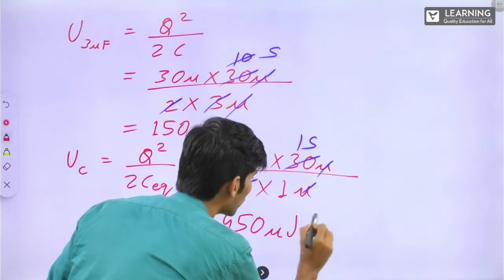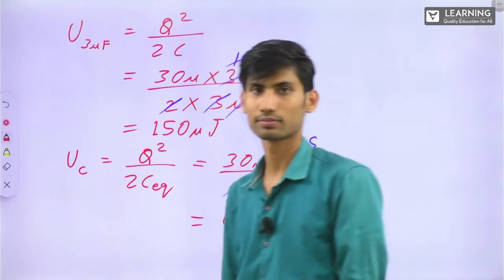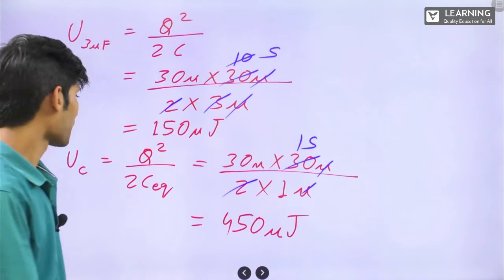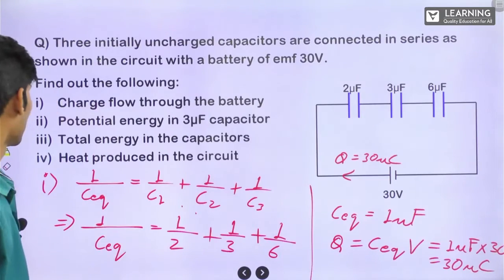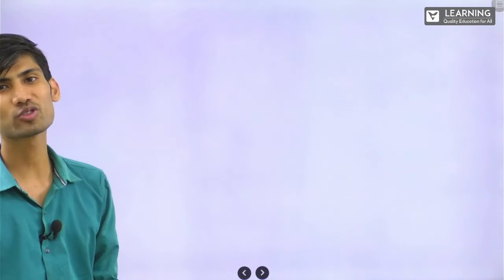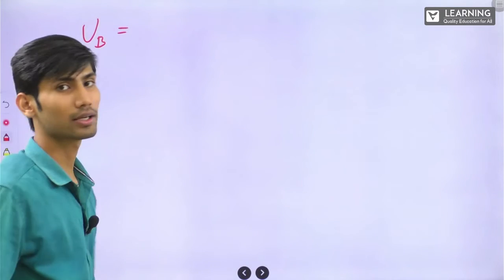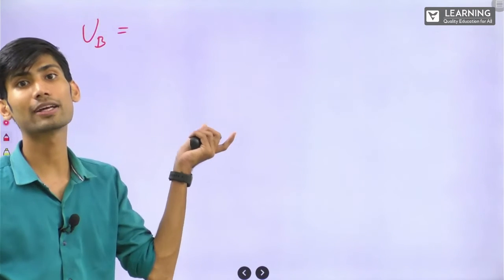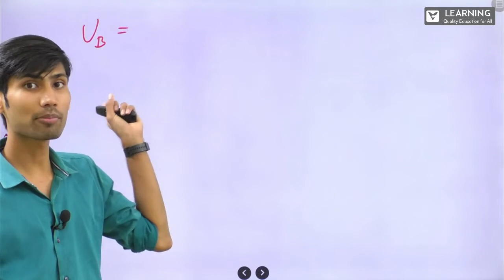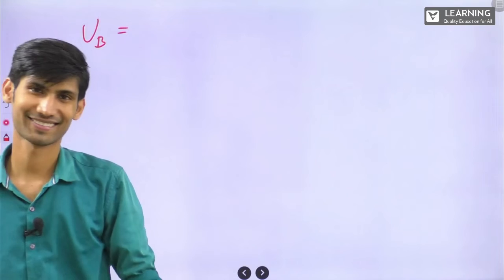450 microjoule. 450 microjoule is the energy stored in all the capacitors. Fine. Now, next is heat produced in the circuit. So how much heat is produced in the circuit? Before that, let's first find out the energy supplied by the battery. Energy supplied by the battery minus the energy stored in the capacitor is the heat.